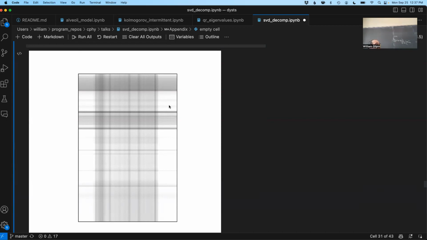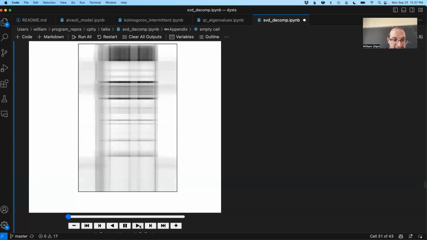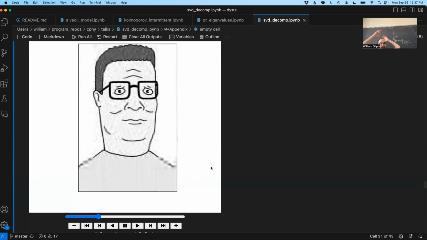But interestingly enough, because of the singular value structure, because these are eigenvectors, you can already see that it is capturing some of the structure in the image just with this rank 1 approximation of Hank Hill. Now, as I run the video, we're going to add more singular values back in. This corresponds to adding more terms to that sum over the outer products of the U and the V eigenvectors. You can see that pretty quickly, we recover most of the original structure of the image.